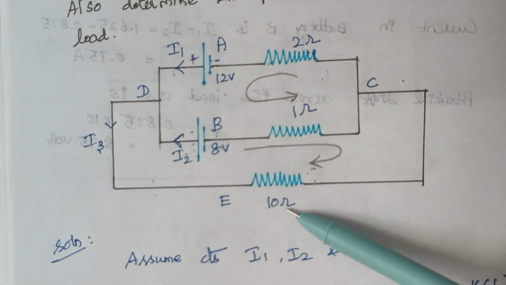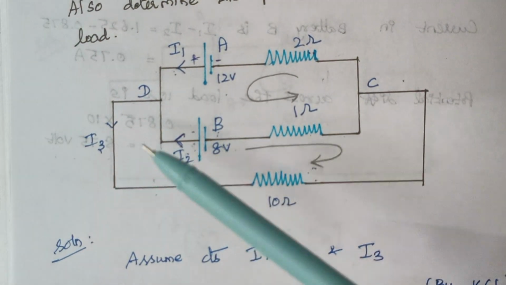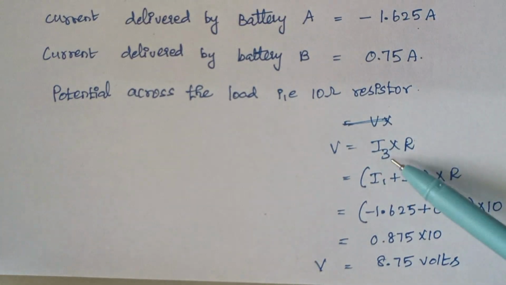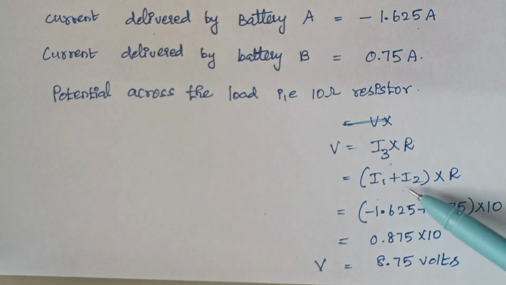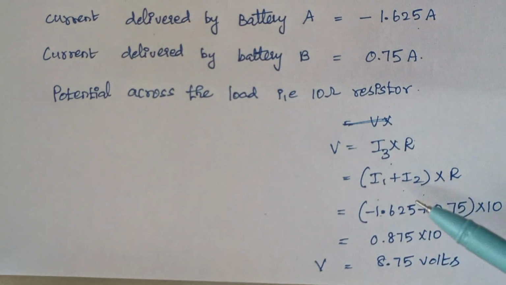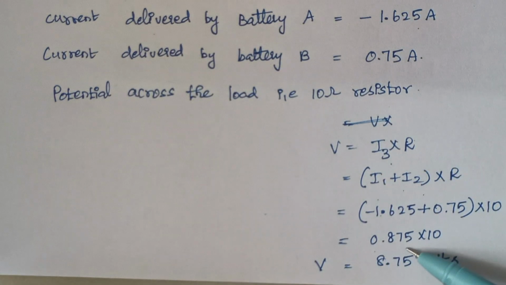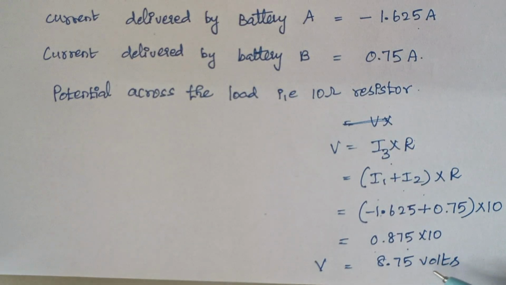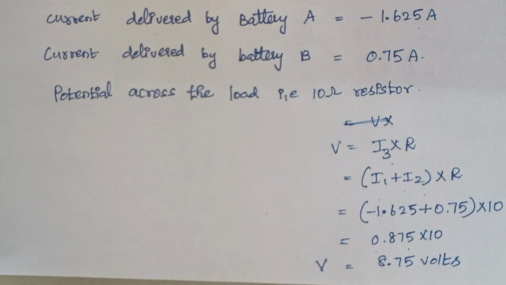Therefore, voltage across this 10 ohm resistance is I3 into R. I3 is nothing but I1 plus I2. We know I1, we know I2, so just substitute. Here these two currents have opposite signs, therefore subtract, right? That gives an answer of 0.875. When 0.875 gets multiplied by 10, the final answer is 8.75 volts. Right. Here comes the end of this problem.